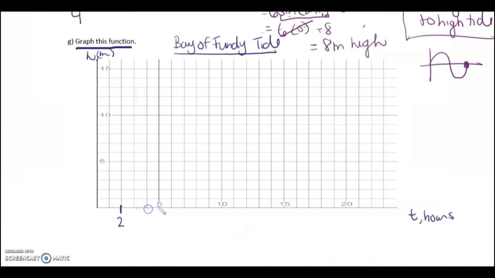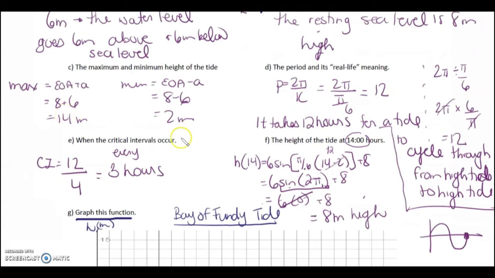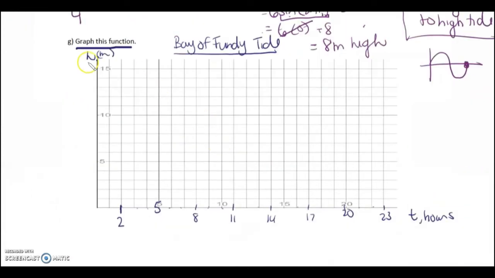So 2, 3, 4, 5, 6, 7, 8, 9, 10, 11, 12, 13, 14, 15, 16, 17, 18, 19, 20, 21, 22, 23. Okay? And then we're going to take the max, min, and equation of axis. Okay? So 14, 2, and 8. So 14's here. Let's do max. Okay? 8 is here and 2 is here. So let's draw those horizontal dotted lines.